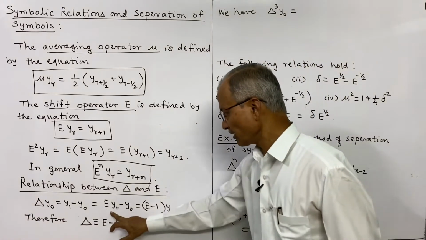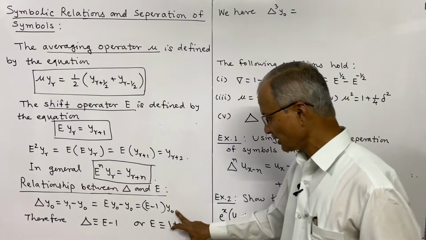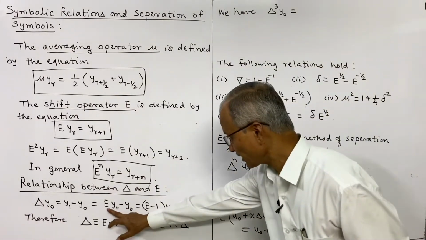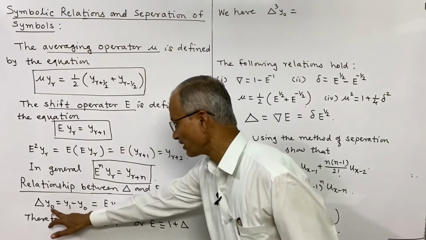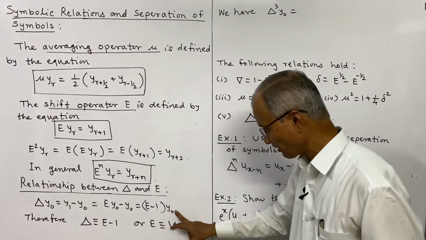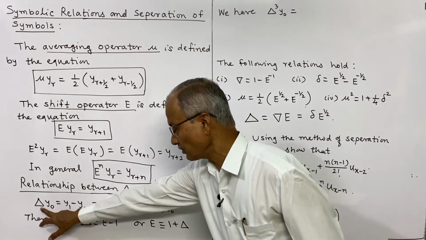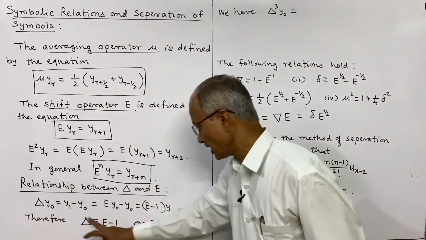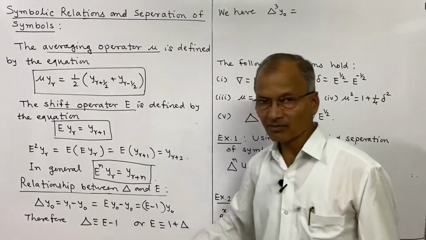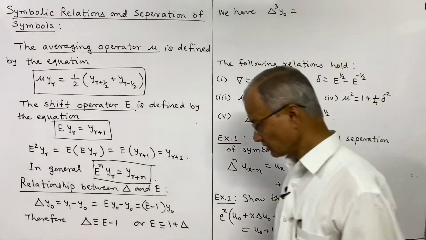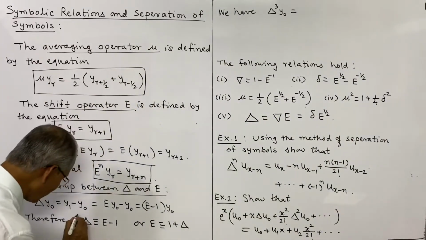So delta of y0 is E of y0 minus y0. Here y0 can be taken common, and in the bracket remains E minus 1. So this is a simple relation: delta of y0 is equal to E minus 1 of y0, and y0 can be changed. So the equivalence relation we obtain is delta is equal to E minus 1, or delta is equivalent to E minus 1. This is the relation between delta and E minus 1, and we have to remember this.